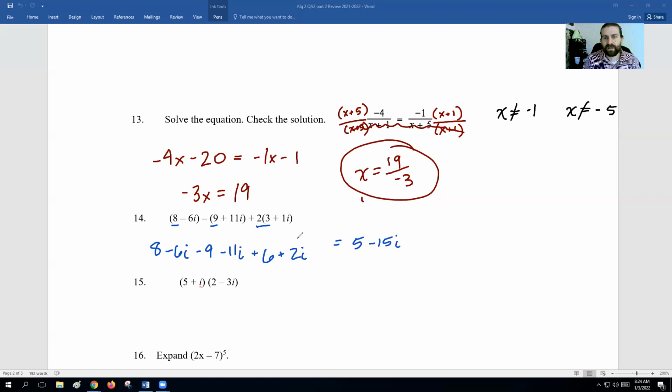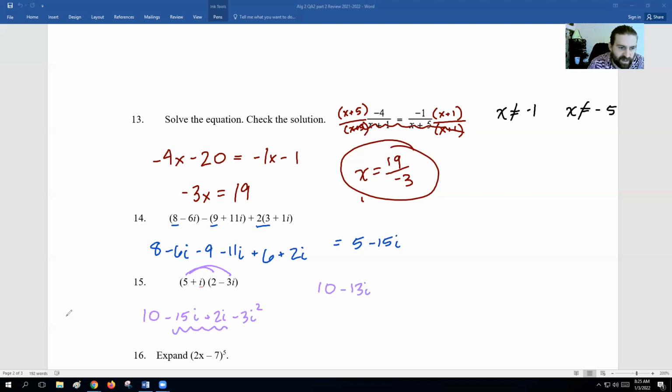Now, when we multiply, we kind of do the same thing. We distribute here. 5 times 2 is 10. 5 times negative 3i is negative 15i. i times 2 is 2i. And then i times negative 3i is negative 3i squared. Now we can combine these here together to make a negative 13i.